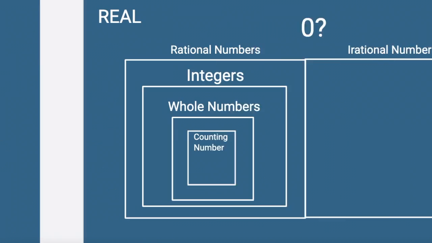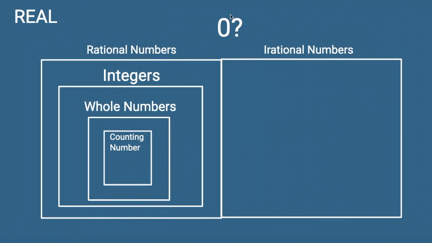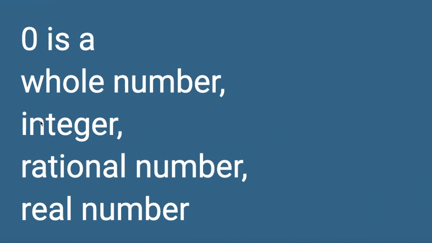Okay. So where would 0 belong in here? 0 will belong in the whole number area, not the counting numbers, and also the integers. The first thing it would belong to would be whole numbers, and because it belongs to the whole numbers, it belongs to the integers, rational numbers, and real numbers. So the answer for 0 is whole number, integer, rational number, and real number. Whole, integer, rational, and real.